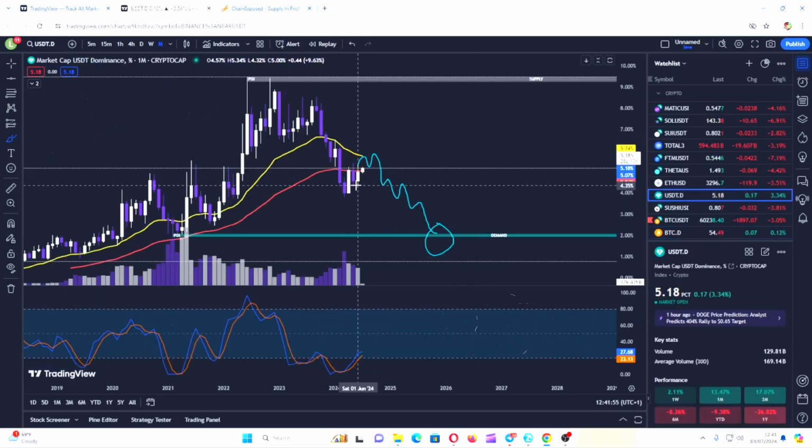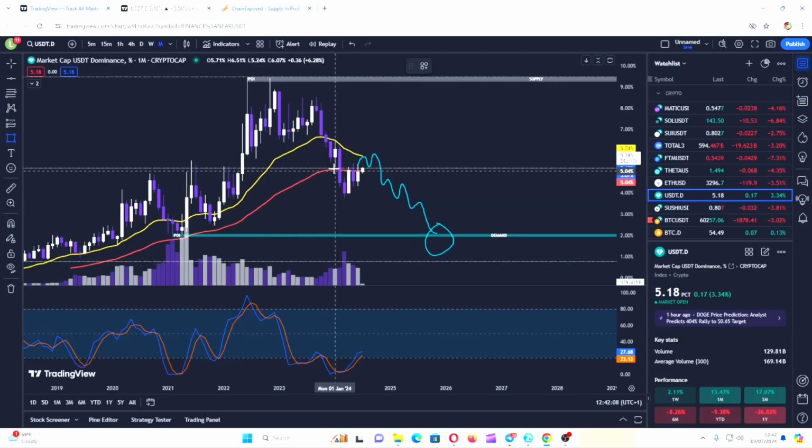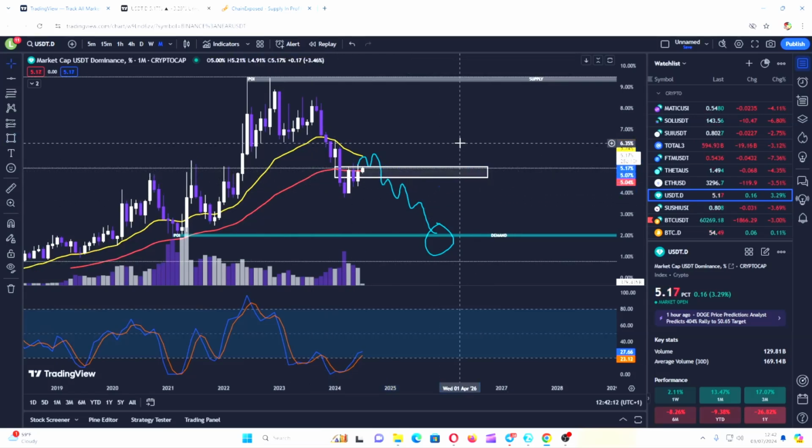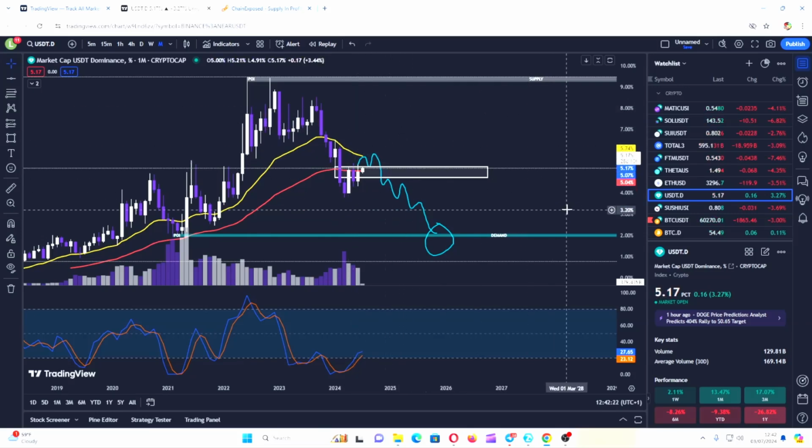USDT dominance, I'm looking at something along these lines, coming up here, testing that area. Got another bearish fair value gap there. Let's have a little look at the bearish fair value gap and what it's actually doing. Yeah, we've nearly filled that bearish fair value gap out now. Also got another bearish fair value gap just up above there. Keep an eye on USDT dominance.